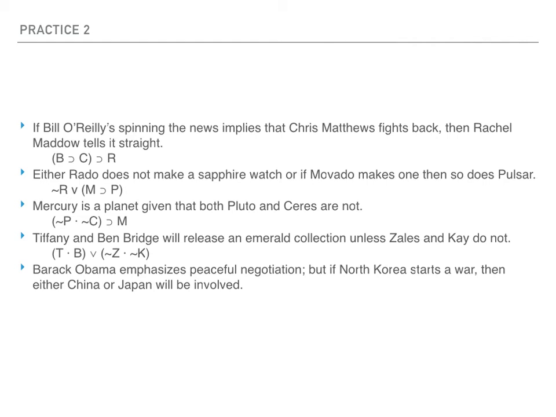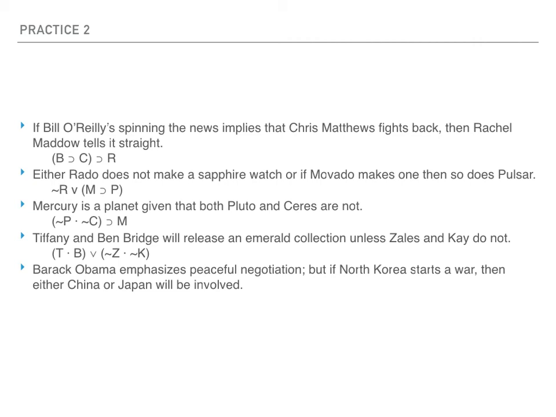We pick our letters. So B, Barack Obama emphasizes peaceful negotiation. N, North Korea starts a war. C, China is involved in the war. J, Japan is involved in the war. That North Korea started, I guess you'd have to actually add to make it fully correct. But what is the structure of the sentence?